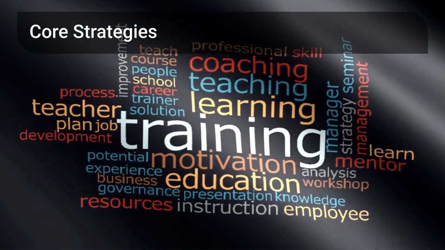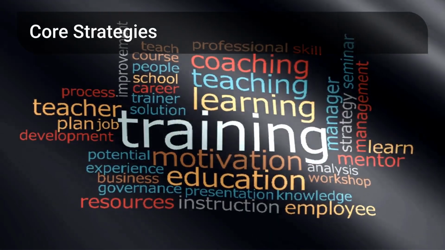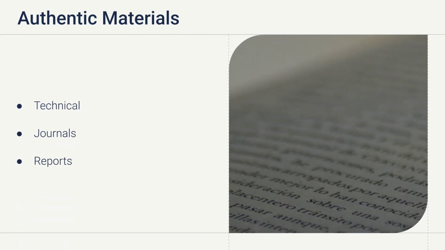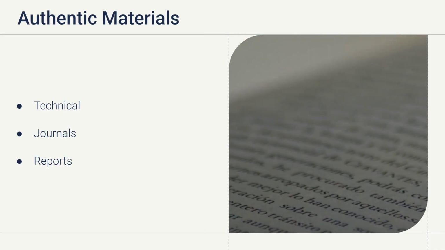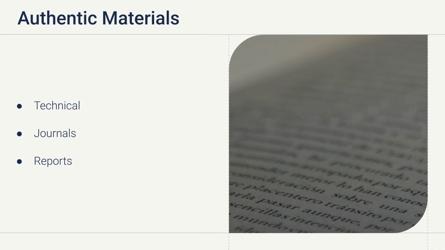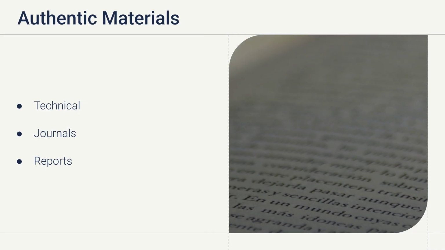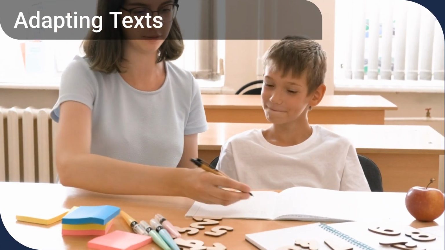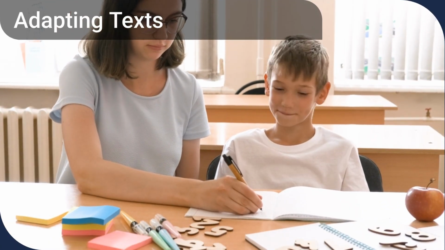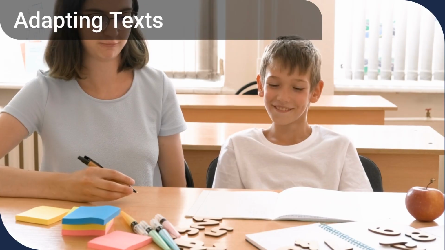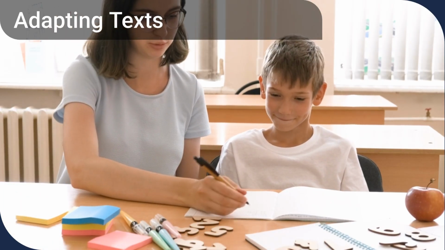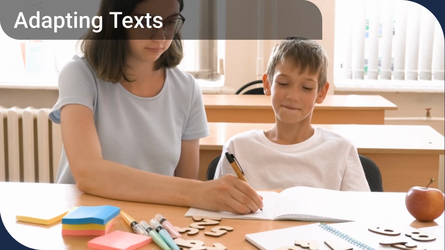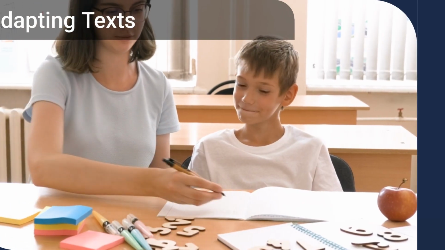Let's explore some core strategies for developing these essential ESP materials. First, use authentic materials. These reflect real-world language use, like technical manuals or journal articles, helping students familiarize themselves with actual field language. Next, adapt texts to suit learner needs. Authentic materials can be complex, so simplify language, add glossaries, or break down dense information into manageable segments.